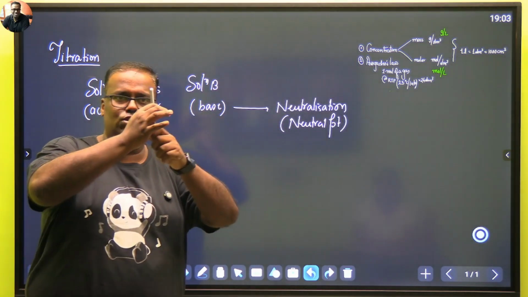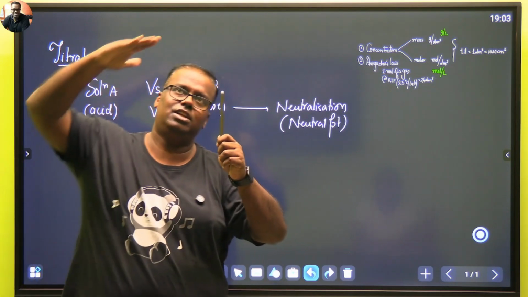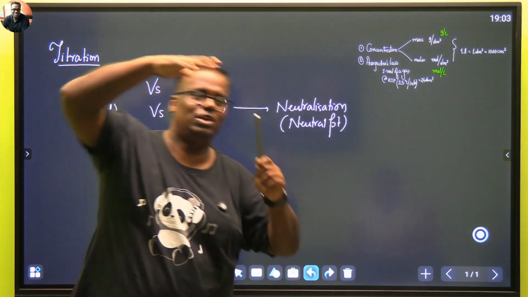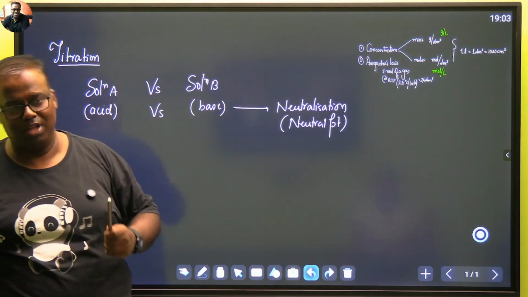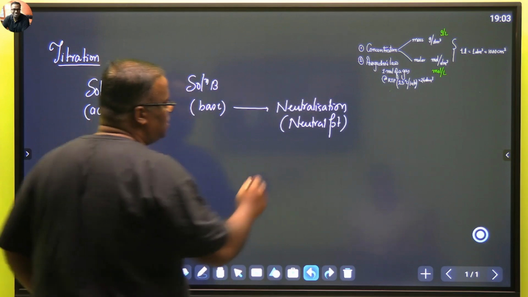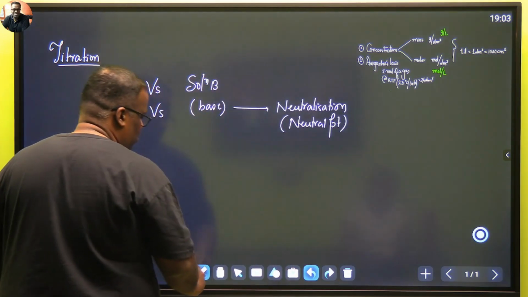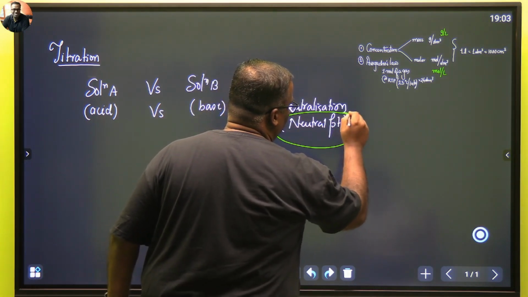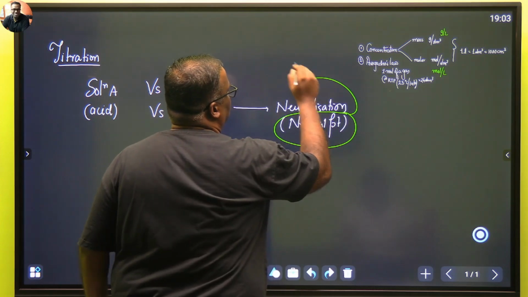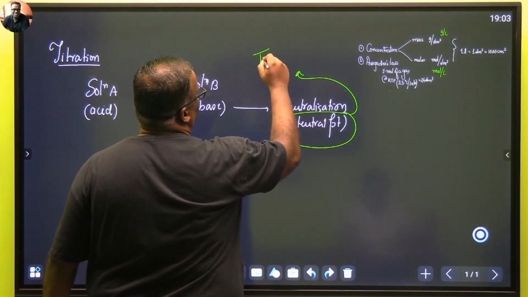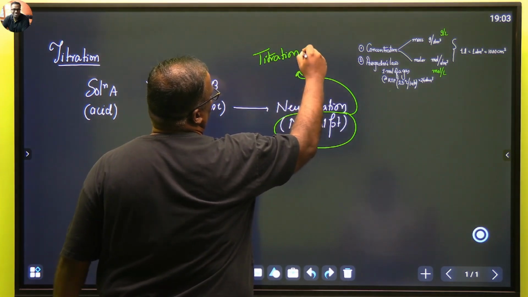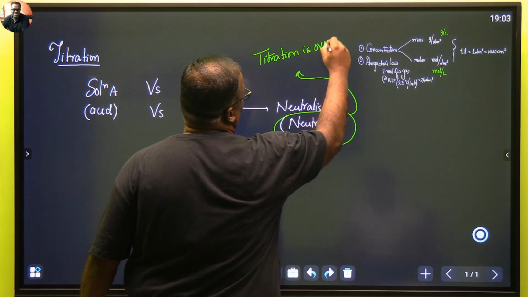Now what is that neutral point? Beyond that, if I increase acid, the resulting solution will be acidic. If you increase base, it will become basic. Have you understood? Our job is to hunt this particular neutral point. Once you have found this neutral point, your task of titration is over.